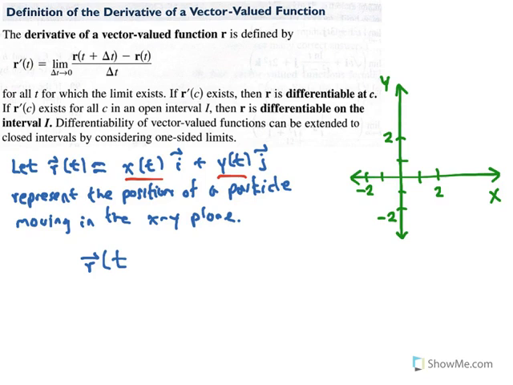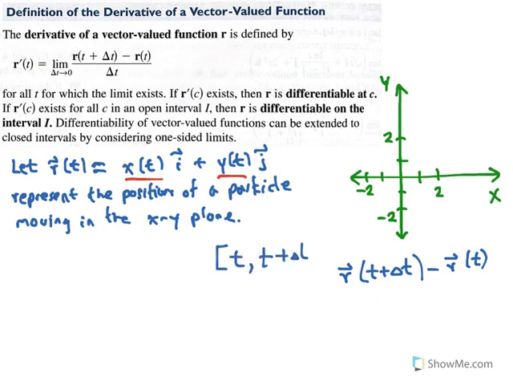r of t plus delta t would give us the position of the object at a later time t plus delta t. And if we subtract from that the position of the object at time t, this would give us the change in position of the object on the time interval from t to t plus delta t. So we may represent this quantity here as delta r.